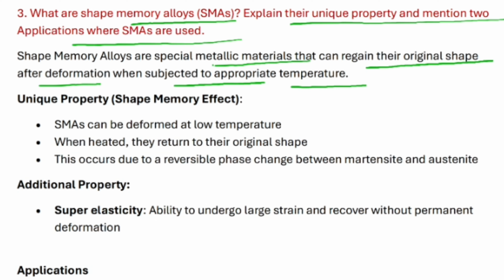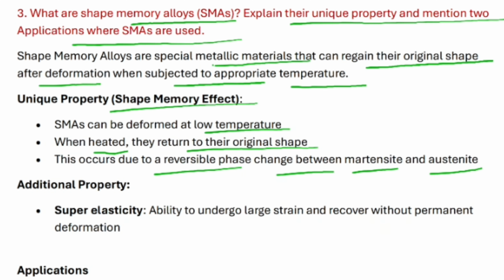So what is the property of the shape memory effect? It can be deformed at low temperature. When heated, it returns to its original shape. It occurs due to reversible phase change between martensite and austenite state. And coming to the additional property, it is superelasticity. Superelasticity is nothing but the ability to undergo strain and recover without permanent deformation.